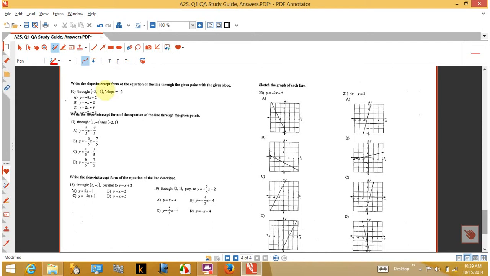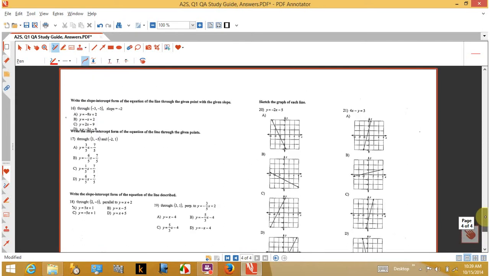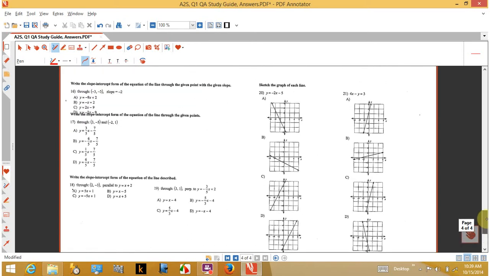All right, find the slope-intercept form of the equation of the line through the given points with the given slope. Okay, so it's through these 2 points with a slope of negative 2. Now, most of you like the slope-intercept form, so I'm just going to use it. Wait, I'm going to jump over while I have the thing shrunk and do these 2 graphs. It looks like that's the end of it.